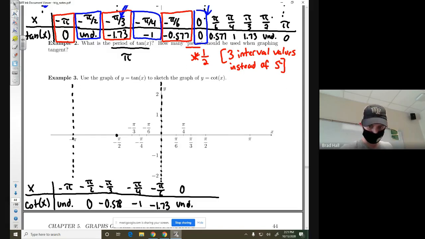So let's go ahead and start plotting some of these. At negative pi over 2, we got 0. Negative pi over 3, we got negative 0.578. We get negative 1, negative 1.73, like that. Okay, so we only have what seems to be half of that little region. So let's keep going. Let's see what's on the other side. See if that helps us out at all.